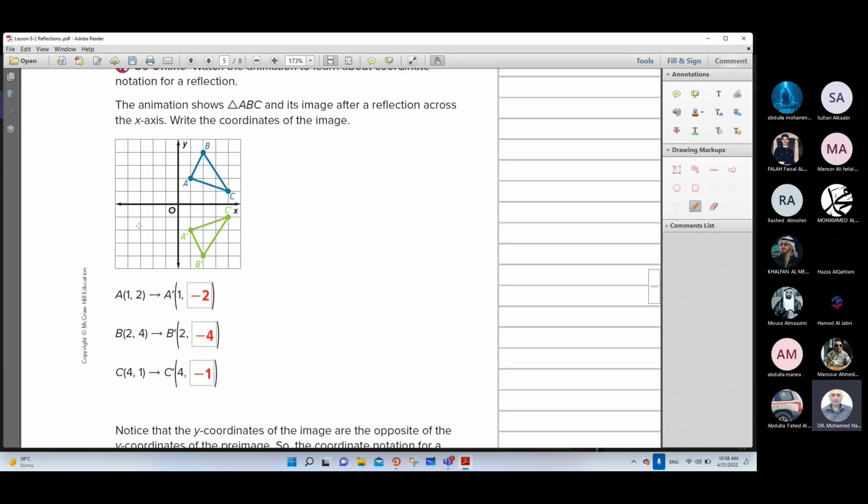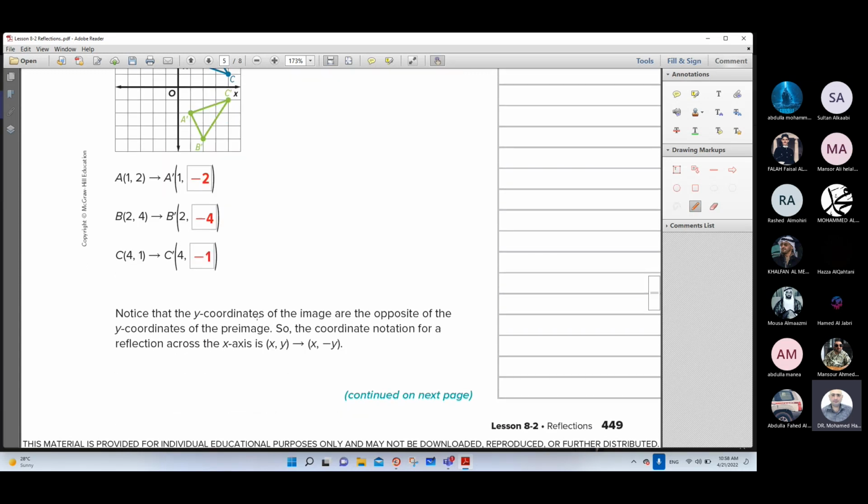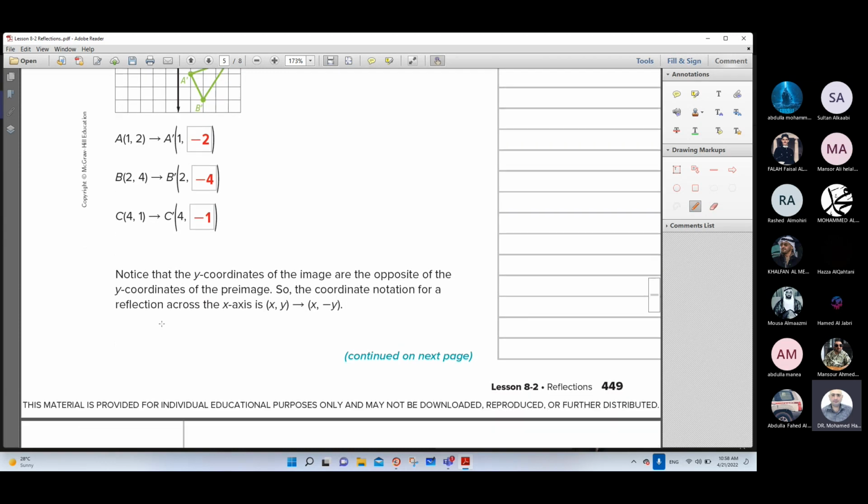When you have 1 and 2, and here the line of the reflection is the x-axis, it means we have the same x and the opposite y. Also here, we have the same x and the opposite y. And also here we have the same x and the opposite y. So notice here that the y coordinates of the image are the opposite of the y coordinates of the pre-image. So the coordinate notation for a reflection across the x-axis is x will be x and y will be -y.